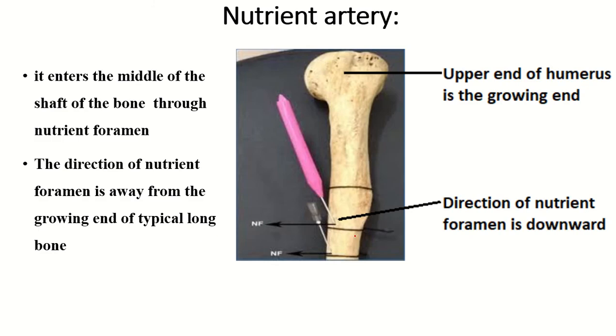This is the humerus, this is the shaft, and you see the two nutrient foramina are present and directed downwards. The growing end of the humerus is the upper end, so the direction of the nutrient foramen is always away from the growing end of the typical long bone.